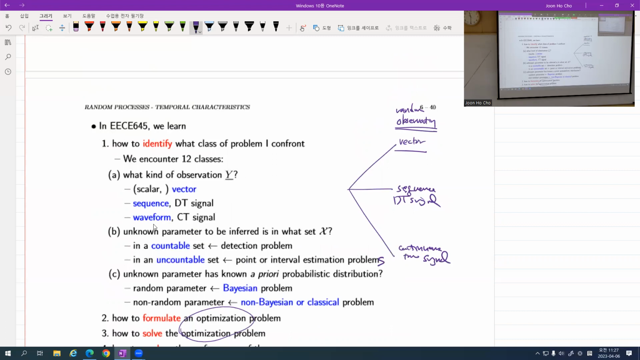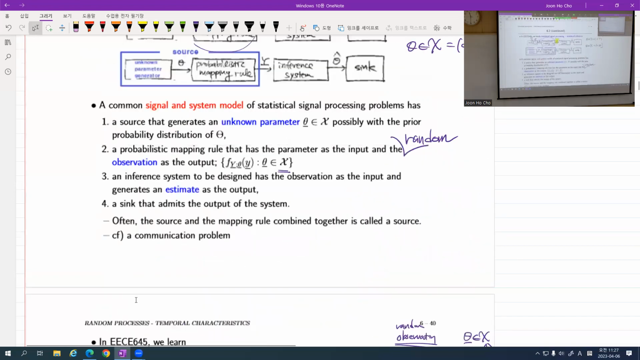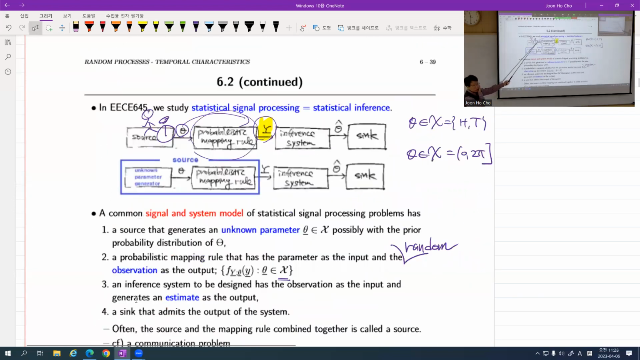And what is important? The hidden parameter. The parameter is in a set, and here you have the detection problem, estimation problem, and detection and estimation. So now we have 6. And here goes one more. This hidden parameter is a member of that set, and sometimes we may have more information, whether that set is a countable set or an uncountable set.